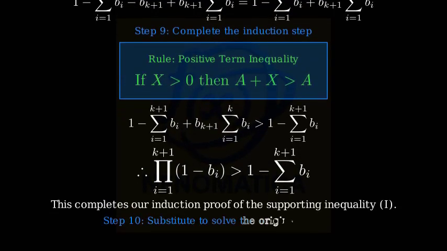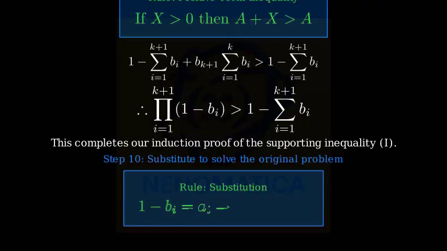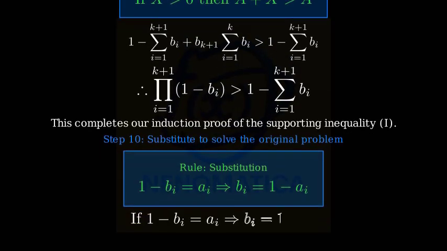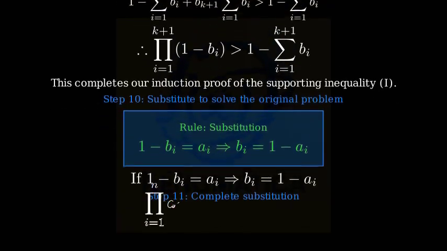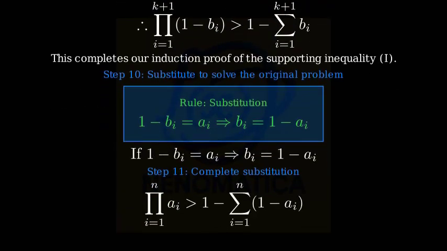Now, let's use this proven inequality to solve our original problem. If we let 1 minus b sub i equal a sub i, then b sub i equals 1 minus a sub i. Let's substitute this into our supporting inequality. Substituting, we get the product from i equals 1 to n of a sub i is greater than 1 minus the sum from i equals 1 to n of 1 minus a sub i.